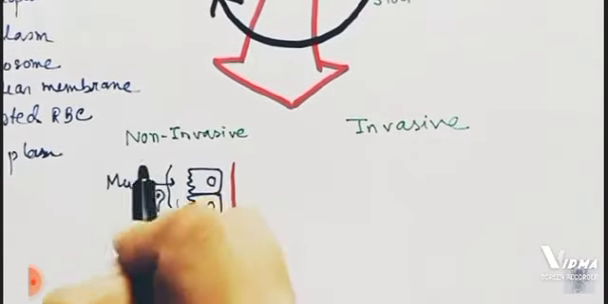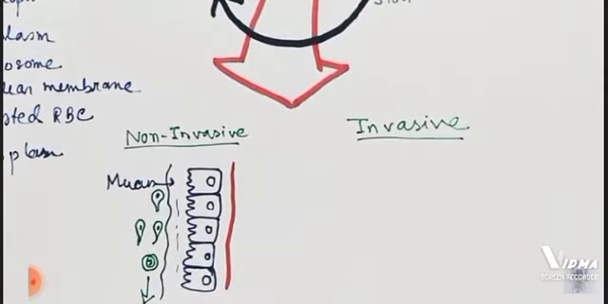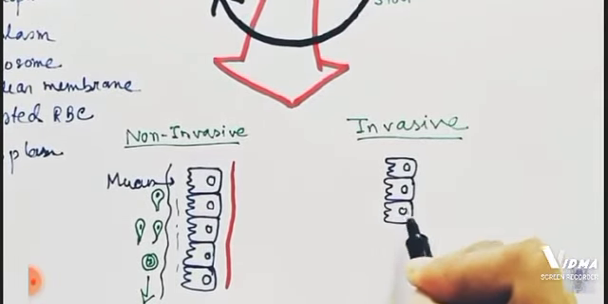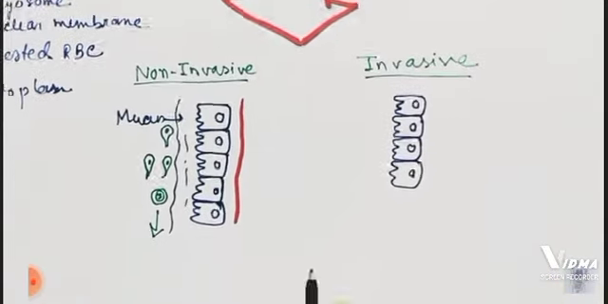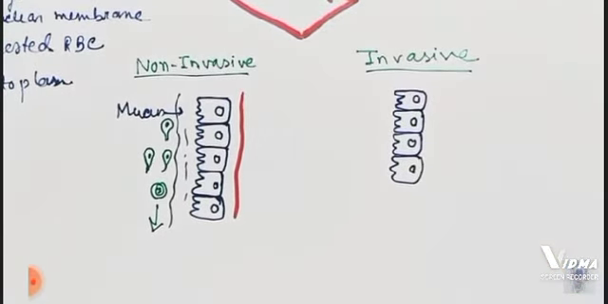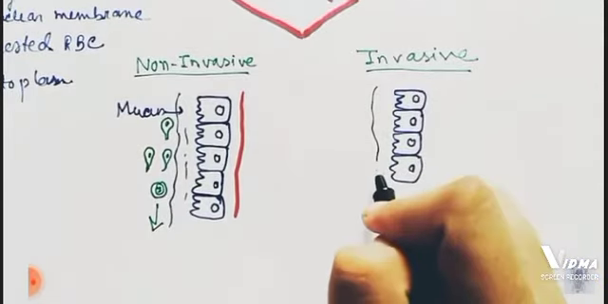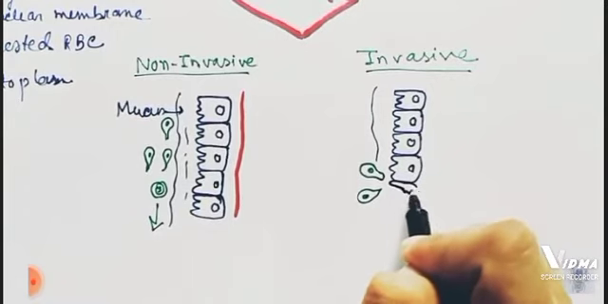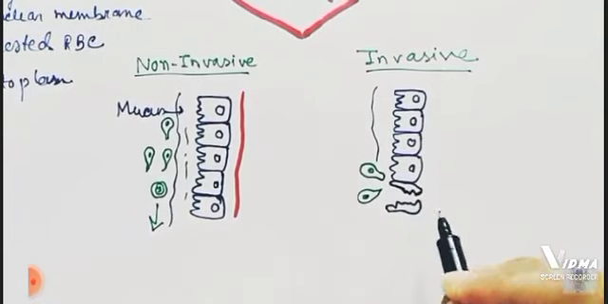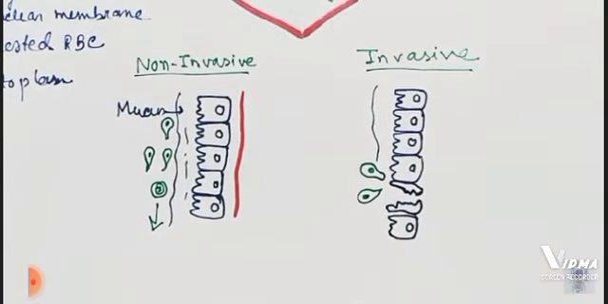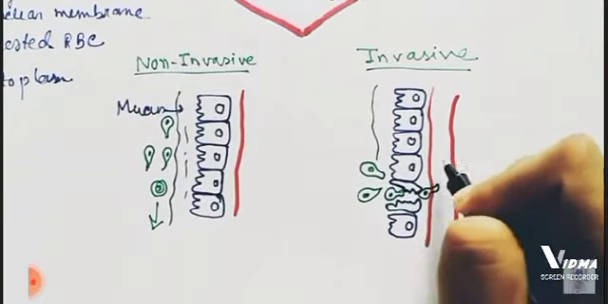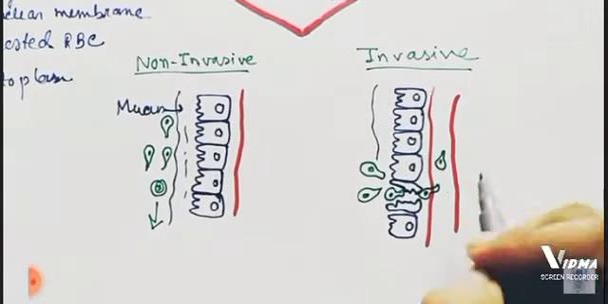But in case of invasive infection, it does not just glide over the mucus. It invades the mucus and also destroys the epithelial cells. Destroying the epithelial cells, the trophozoites get an entry into our bloodstream. Now, trophozoites are inside our bloodstream.